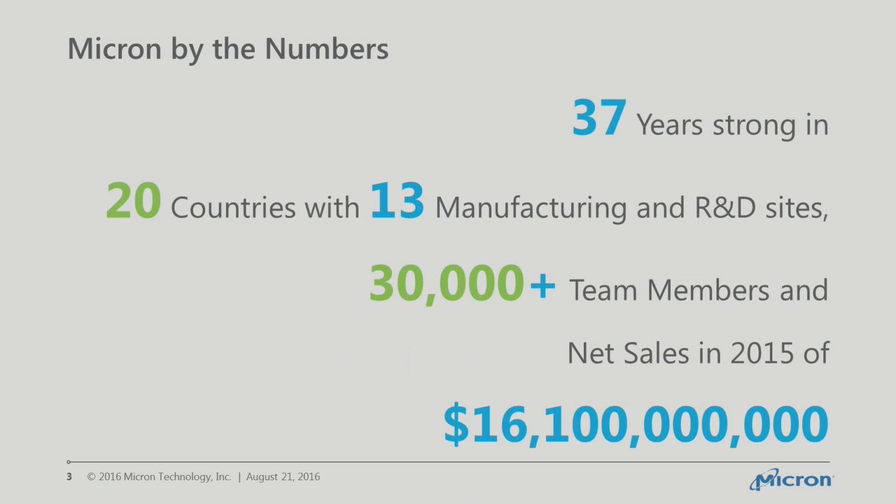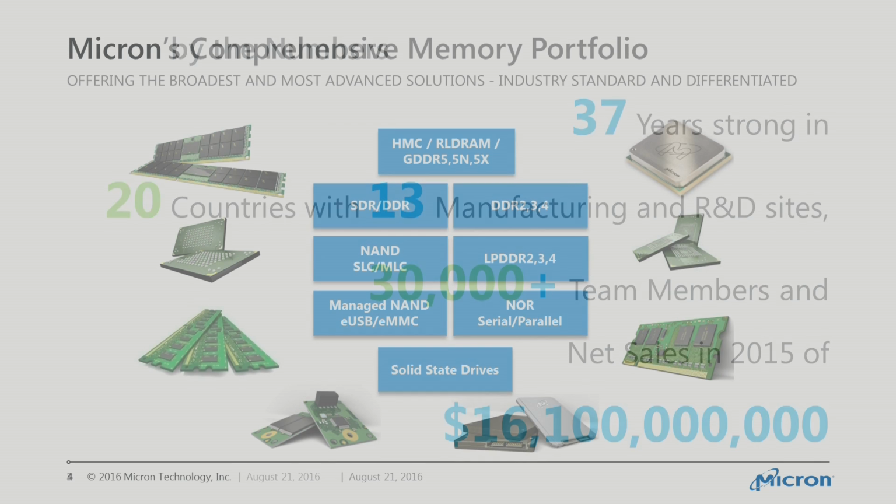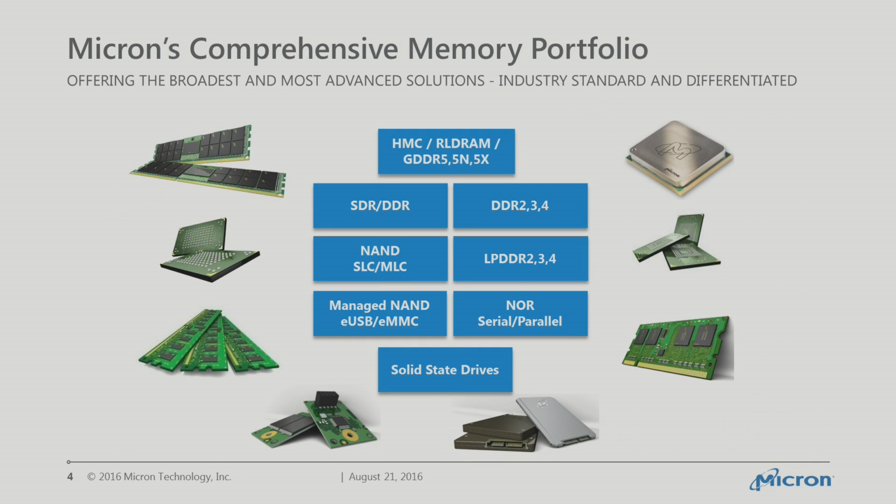So this is part of the Micron commercial. Micron's been around a long time. It's all over the world. In fact, if there's DRAM outside of Korea, it's Micron's DRAM. And so that's been quite a wild ride for us. 2015 sales of $16 billion. A very large product portfolio.